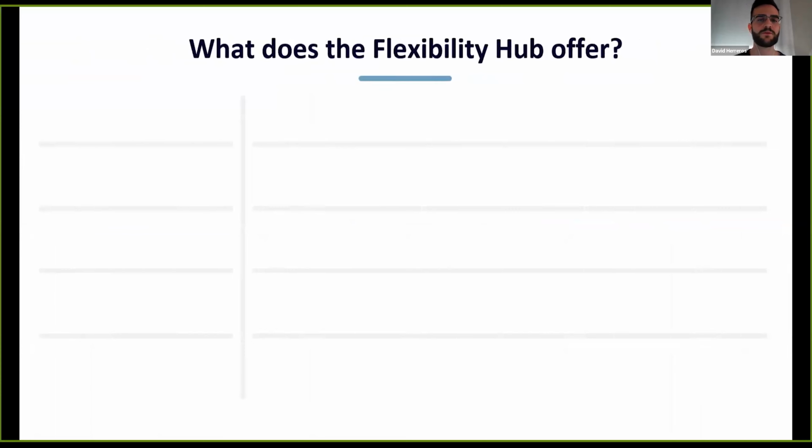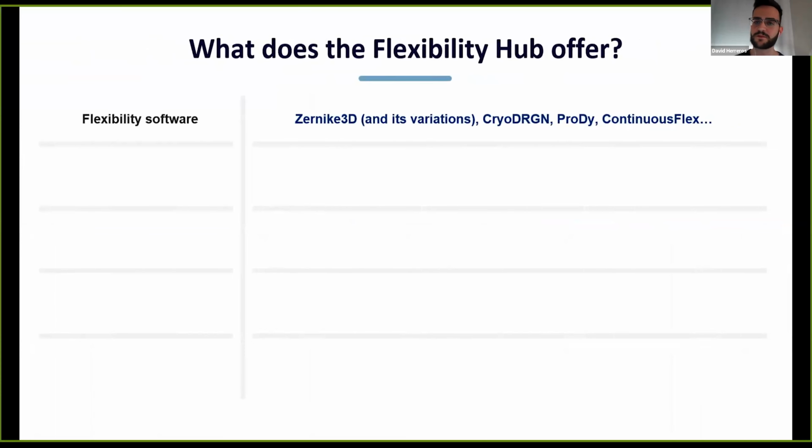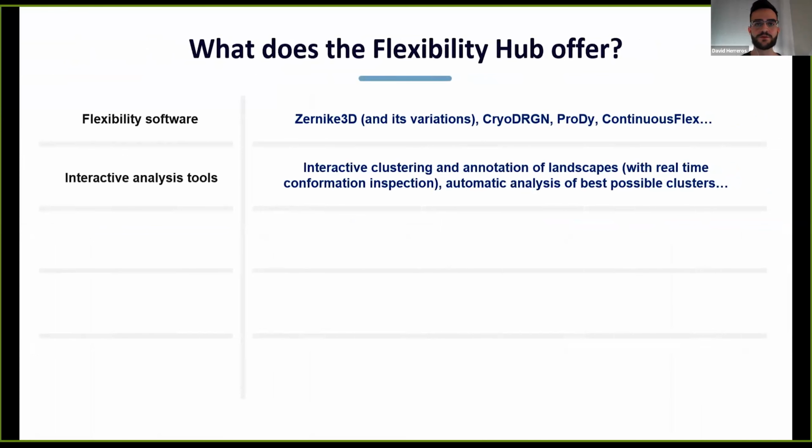So as a summary, what are we offering in the Flexibility Hub? Well, of course, we are also offering software. Right now, as I said, CryoDRGN, CryoSPARC 3DFlex, also tools that are more focused on the structural model side, like ProDy and Continuous Flex, and more to come. We are offering tools for analysis, either interactive, that you can work with in 2D or 3D. I will show you some examples later.